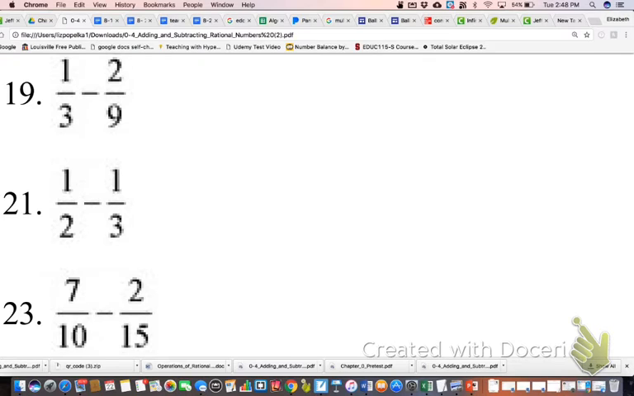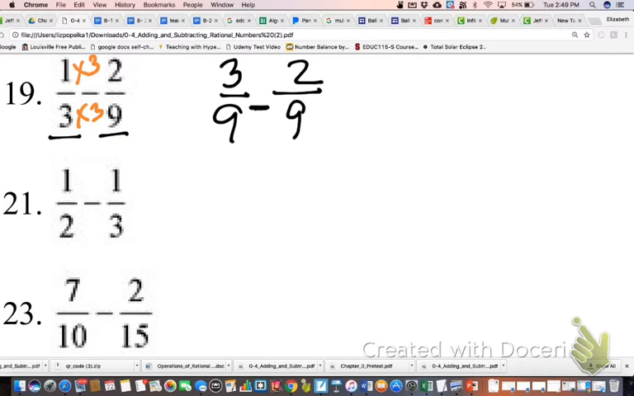Now finally with number 19, we get a little bit more complicated because we don't have a common denominator this time. So we need to look and see what would be the least common multiple that 3 and 9 would share. Hopefully at home you're sitting there saying, oh yeah, it would be a 9. So I'm going to keep that 2 over 9 the same, and I'm going to multiply 3 times 3 and then 1 times 3 to turn that into a 3 over 9. So 3 over 9 minus 2 over 9 is equal to 1 over 9.